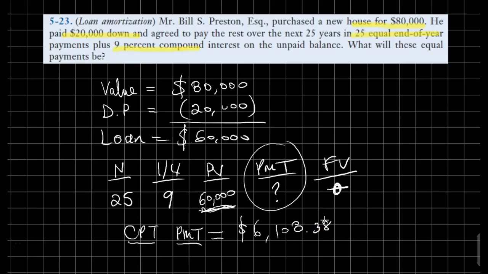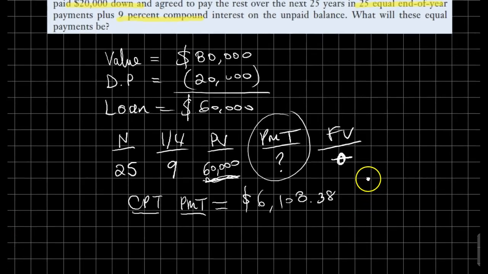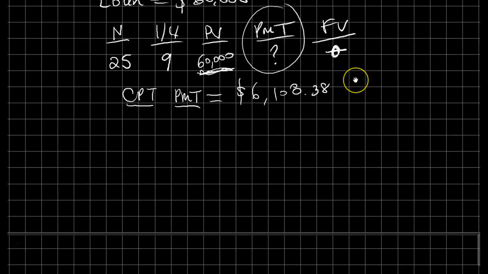$6,108.38. Now, one thing which is not very realistic about this problem is the fact that the payments are annual end of year payments. In real life though, the payments are usually monthly. So if you had to make monthly payments, we could have easily adjusted our solution to reflect that.